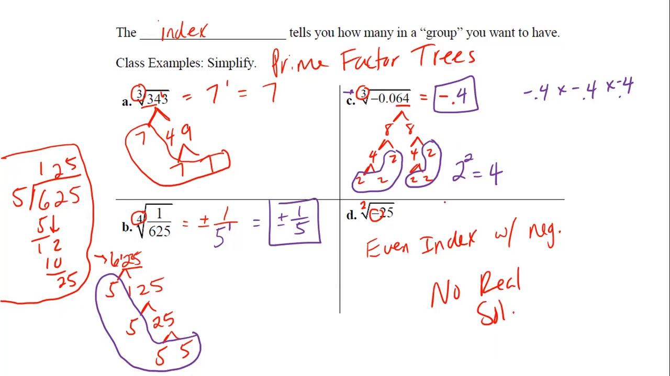So the difference between C and D is that C had an odd index, and so good to go. However, D had an even index and I can't go any further. Exactly. And the reason is? Exactly. It's an even index. Okay.